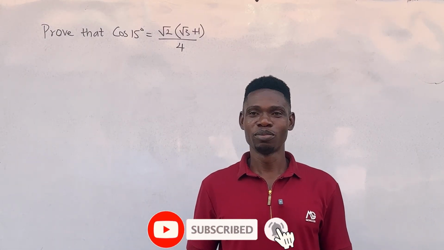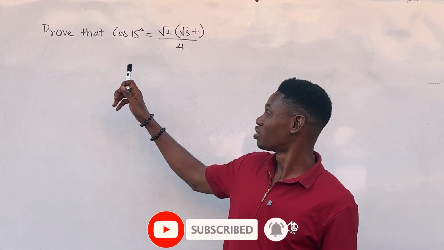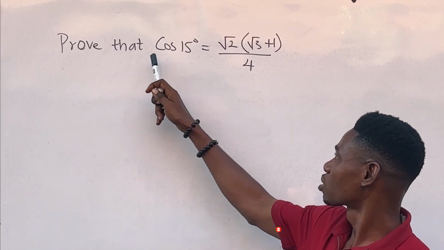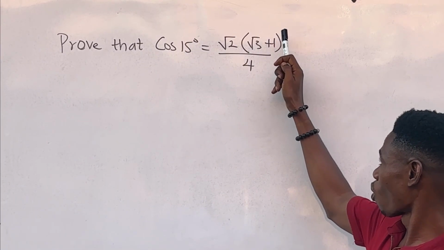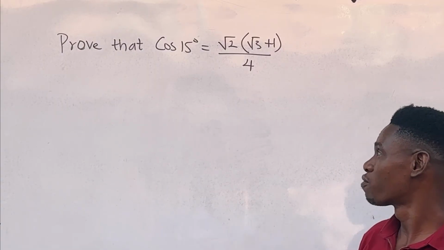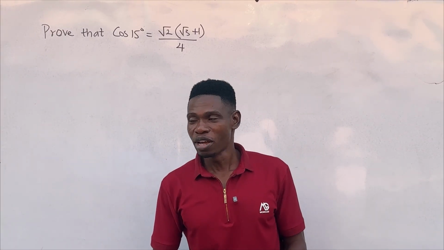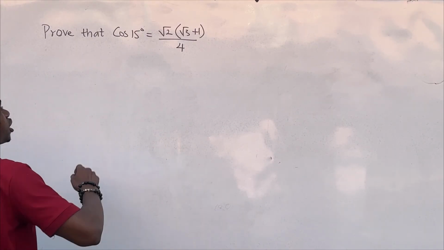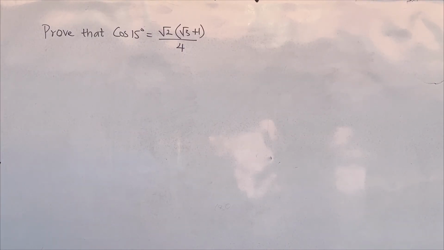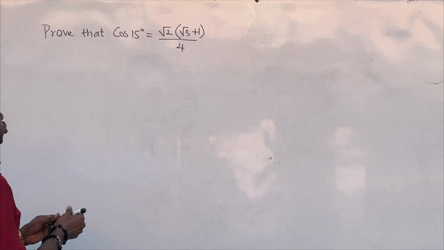Today in class, we're going to be solving this trigonometry problem. It says prove that cos 15 is equal to root 2 into root 3 plus 1 all over 4. If you look at this very well, 15 is not a special angle. So we can do this.